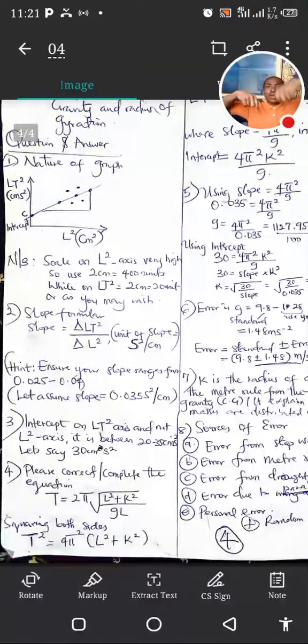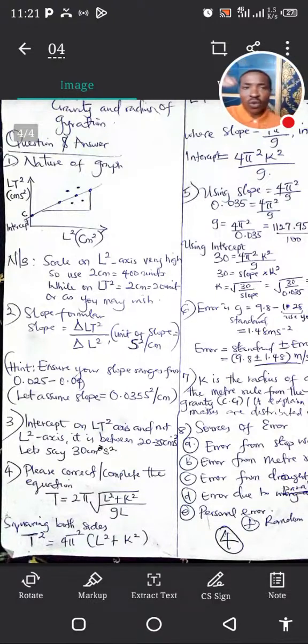Or you can plot your graph in landscape. Then you are going to get large values. Your L square values could be around 2025, 1000 something, 2070 something, and the rest of them. So it's going to be a very big list. So the scale sometimes is around 2 cm to 400, or 2 cm to 300. That is on the L square axis.